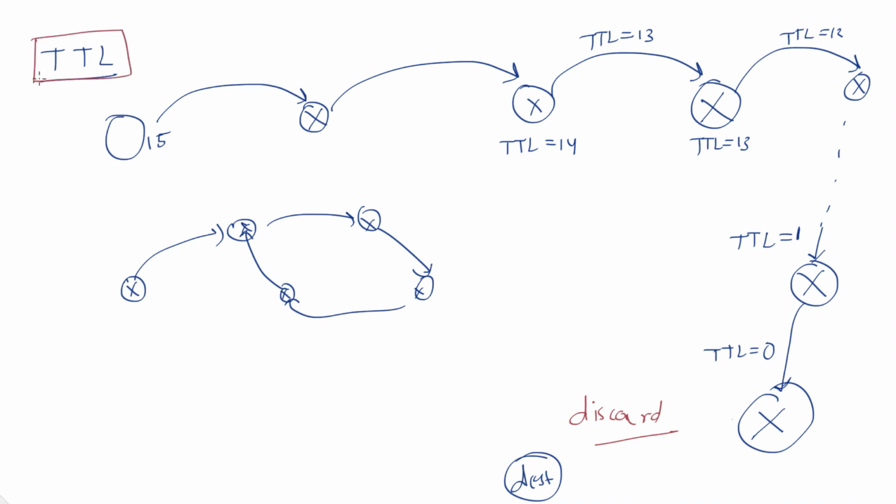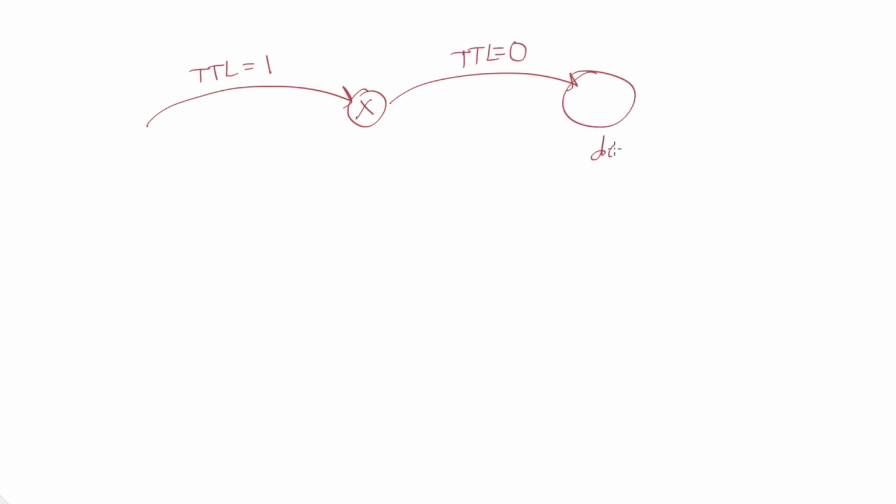Now suppose this router has received the packet with TTL value 1. Now it will forward the packet with TTL value 0, right? Now this is the destination. So what do you think? The destination has received a packet with TTL value 0. Should the destination discard it or should it accept it? Obviously the destination should accept it, right? Because at this point there is no point in discarding. So that's why the destination accepts it.